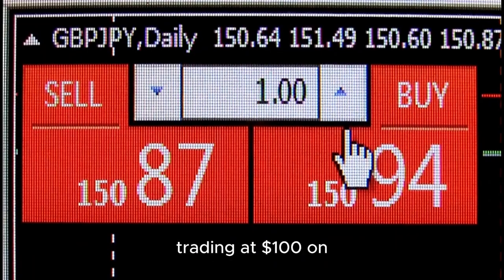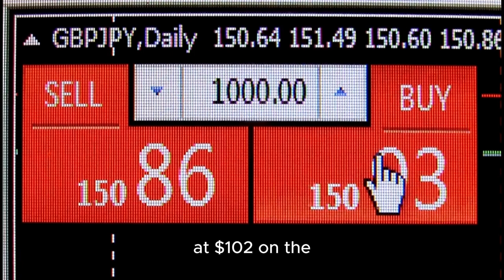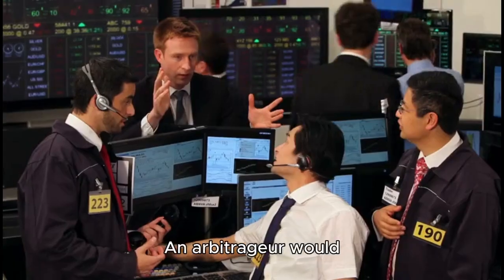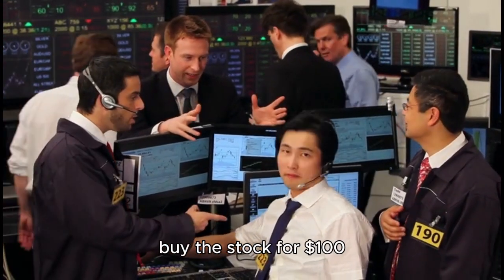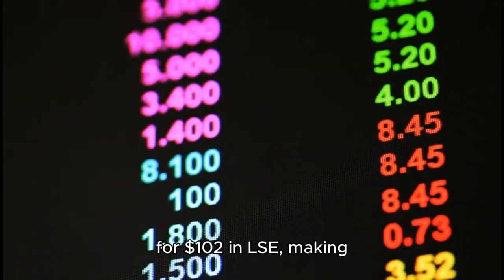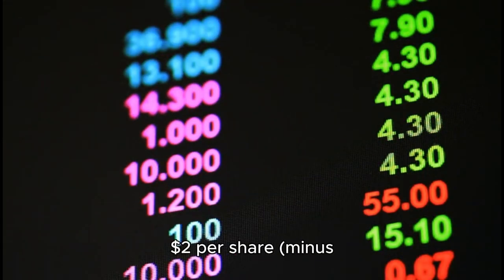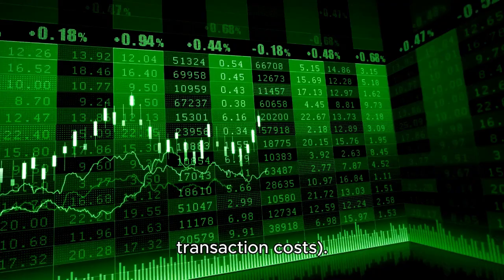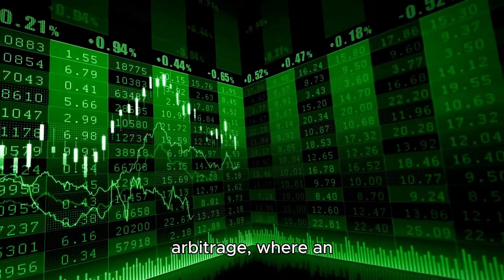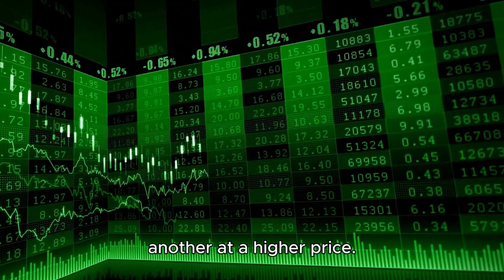Imagine stock A is trading at $100 on the New York Stock Exchange, NYSE, but at $102 on the London Stock Exchange, LSE. An arbitrageur would buy the stock for $100 on the NYSE and simultaneously sell it for $102 on the LSE, making a risk-free profit of $2 per share minus transaction costs. Pure arbitrage is the most straightforward form of arbitrage, where an investor buys an asset in one market and sells it in another at a higher price.